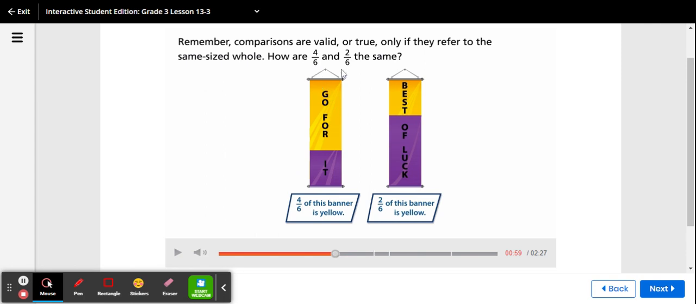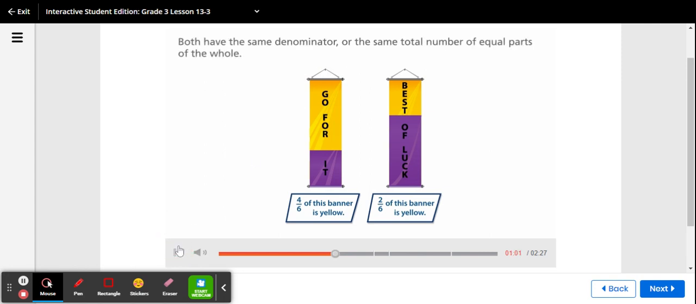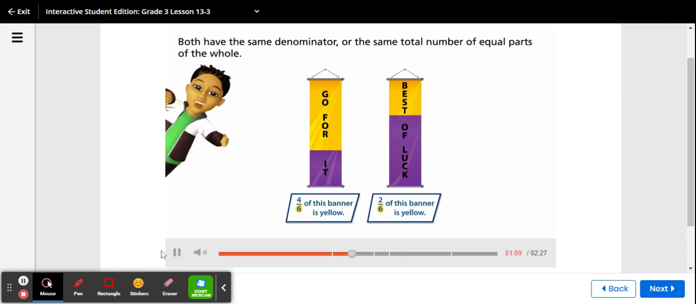So that is why those two fractions are the same, is because their denominator is the same. Both have the same denominator, or the same total number of equal parts of the whole. The denominator is the number down under the numerator.